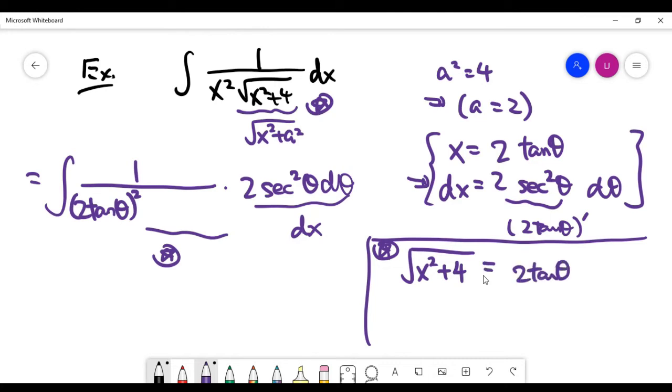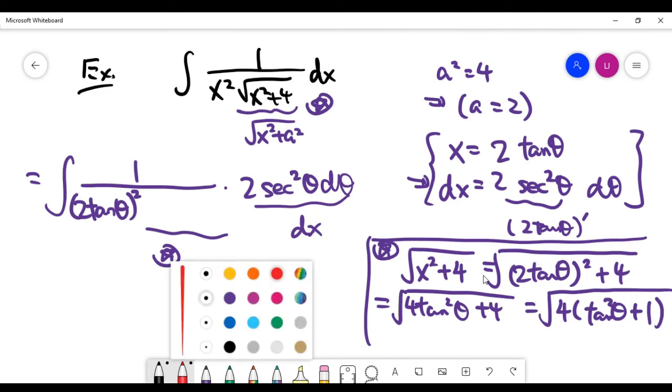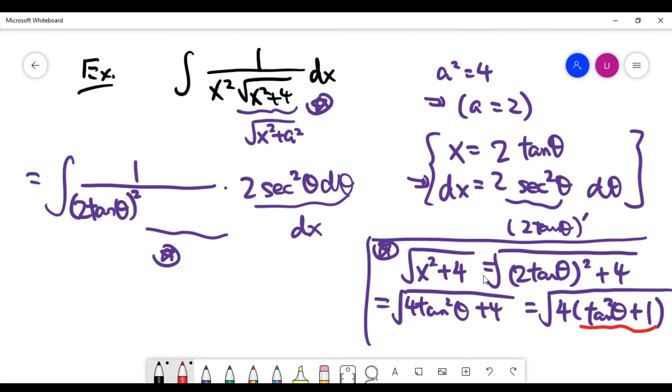So I replace x by 2 times tangent theta inside the square root. And please expand it carefully on your own. You're getting 4 times tangent square theta plus 4 inside the square root, and 4 as a common factor can be taken out. So inside the bracket, you actually have 1 plus tangent square theta, right? And I hope you notice something which is familiar to you, because 1 plus tangent square theta is a famous trigonometric identity where it is actually the same as secant square theta, right?